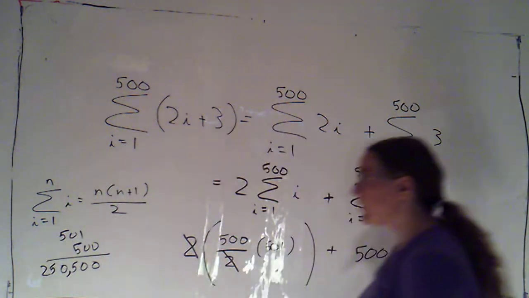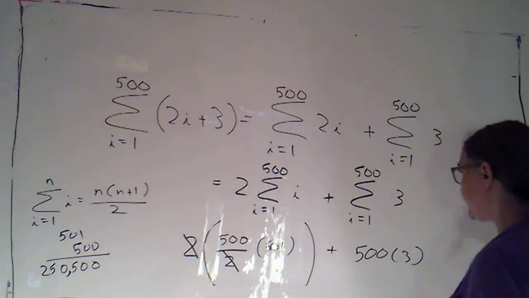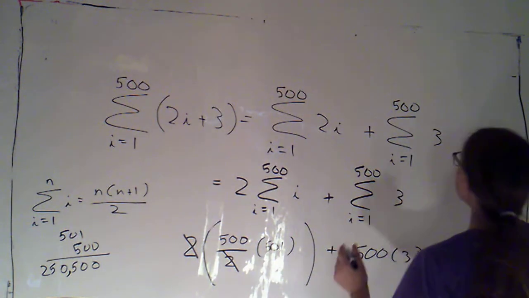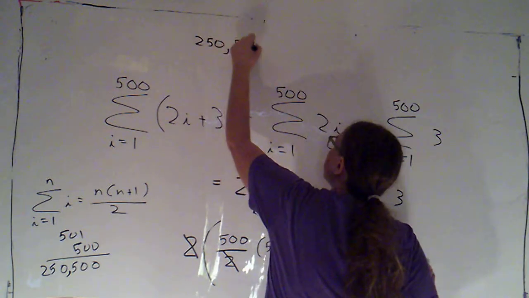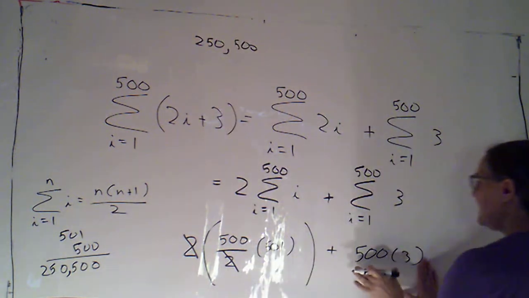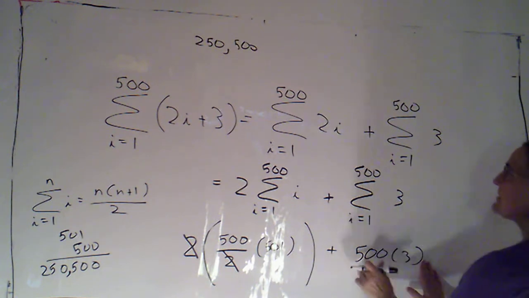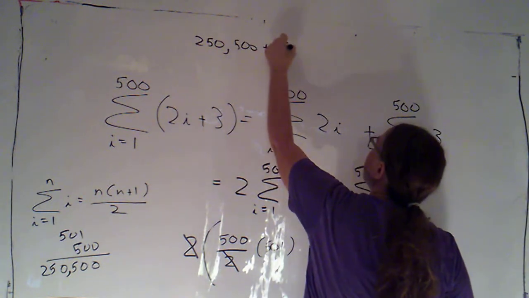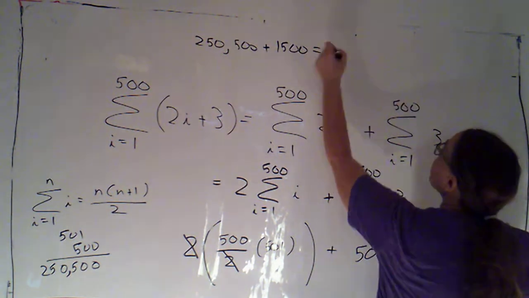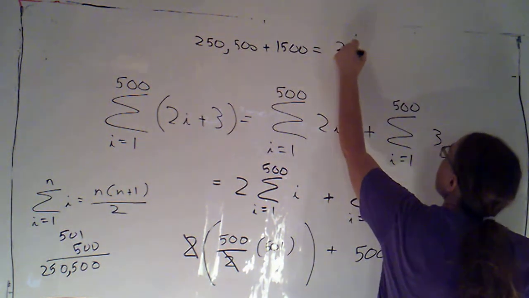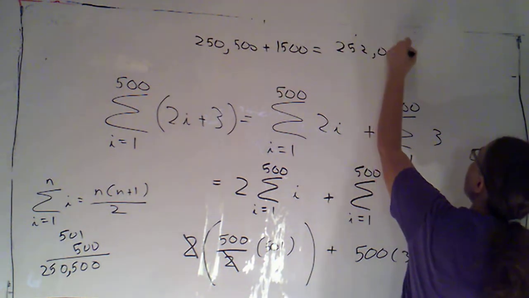That's going to give me 250,500. And let's see, I'm going to just bump to the top 250,500 from this first term. 500 times 3 is going to be plus 1,500. So that's going to become 252,000.